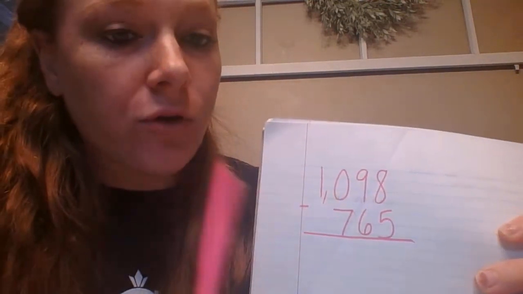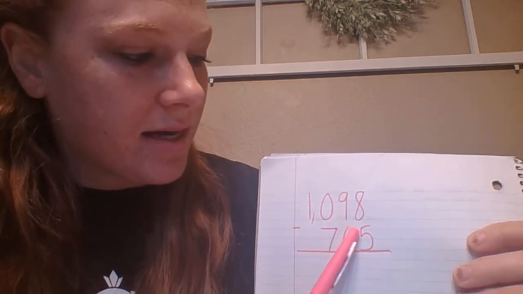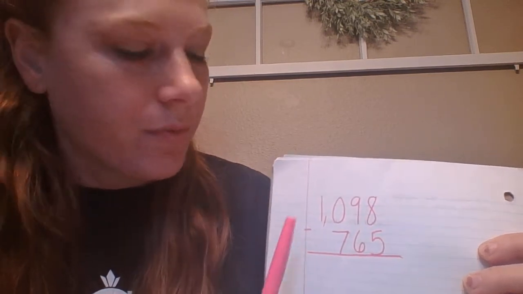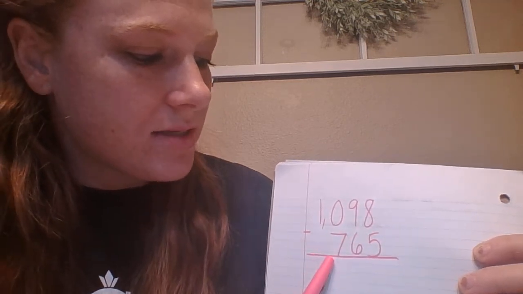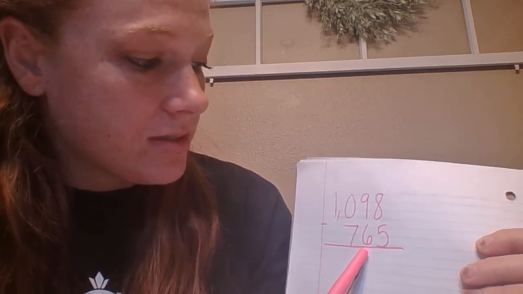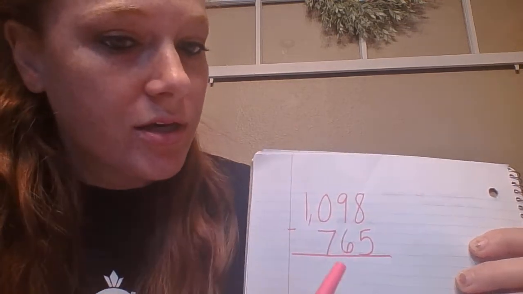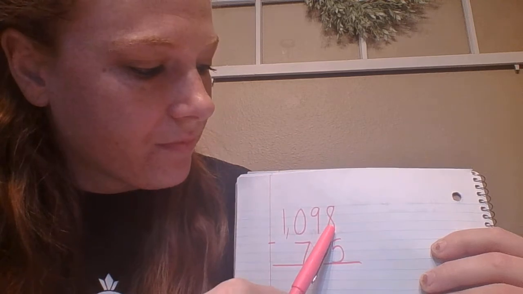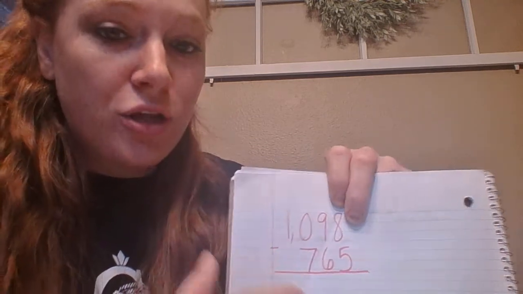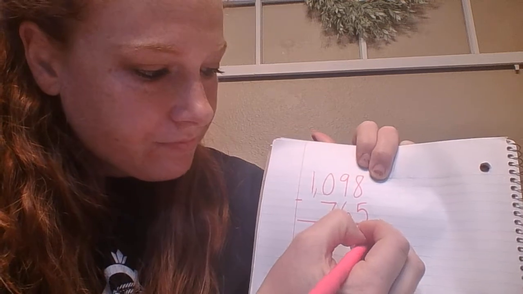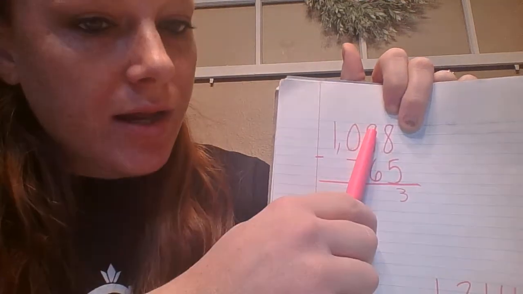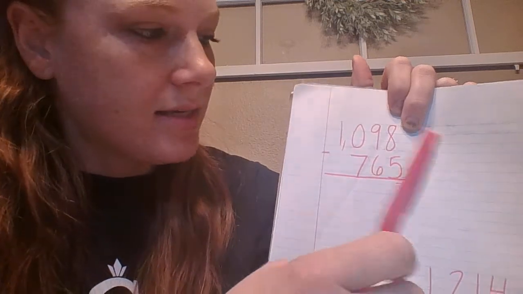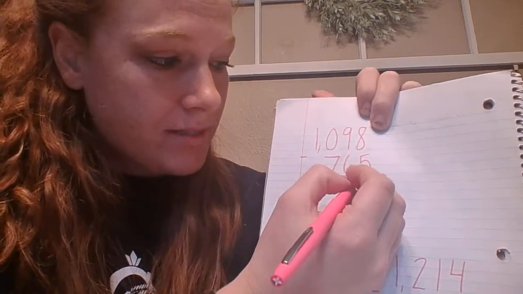On to question number 4. For question number 4, I decided to make these a little bit harder, so I moved them into the thousands. So your question number 4 is 1098 minus 765, or 1098 menos 765. So first you're going to take 8 minus 5, which is 3. Next, you're going to do 9 minus 6, which is also 3.